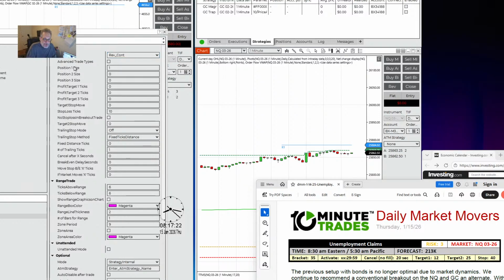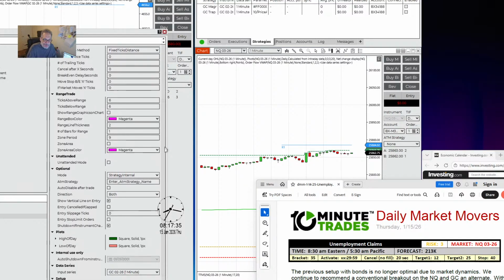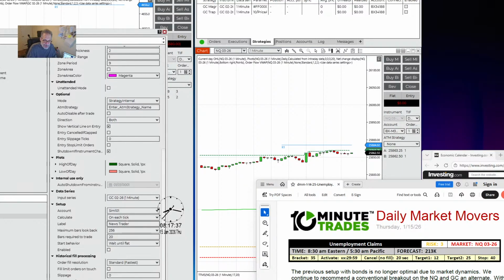So on my reverse continue, just one position, looking for a 30 tick target, 30 tick stop, discretionary trade. Gonna label it. Every trade gets a label. Reverse continue GC.